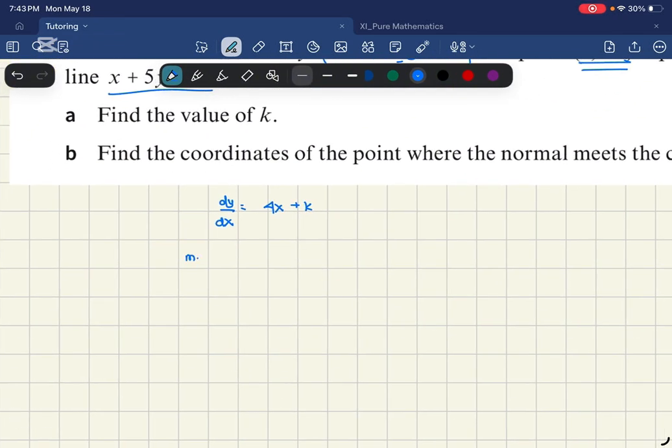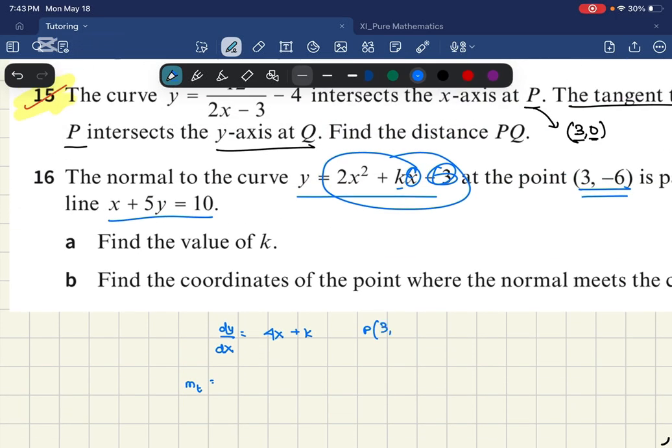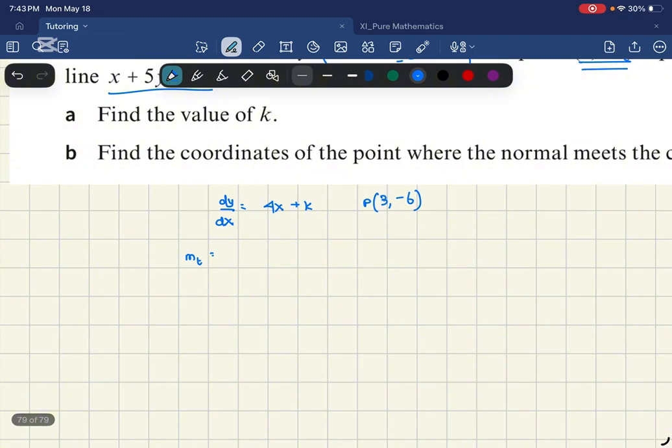The slope of the tangent at point P, which is going to be (3, negative 6). So you just substitute 3 here, right? So that is going to be 12 plus k. So slope of the normal is going to be negative 1 over 12 plus k.